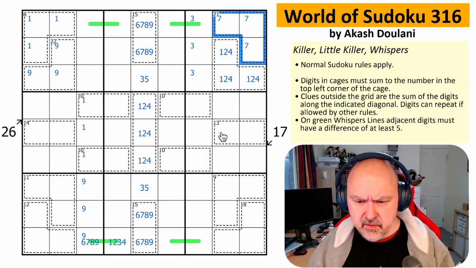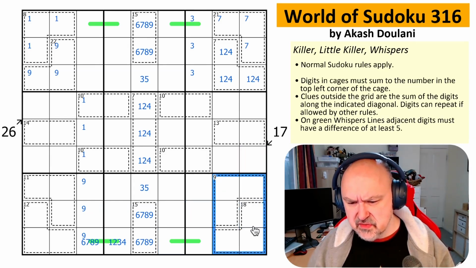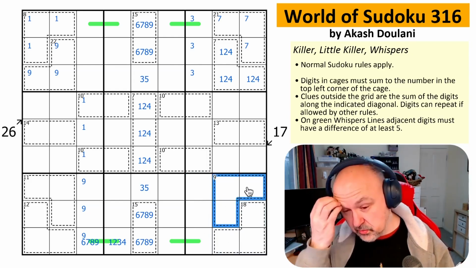Sorry, my paranoia about not recording just kicked in. I was hoping these little killers would be disambiguators at the end, but I'm starting to be a bit worried that they're not. So these sum to 27. So 27, this is 18. But do I know anything about these at all?